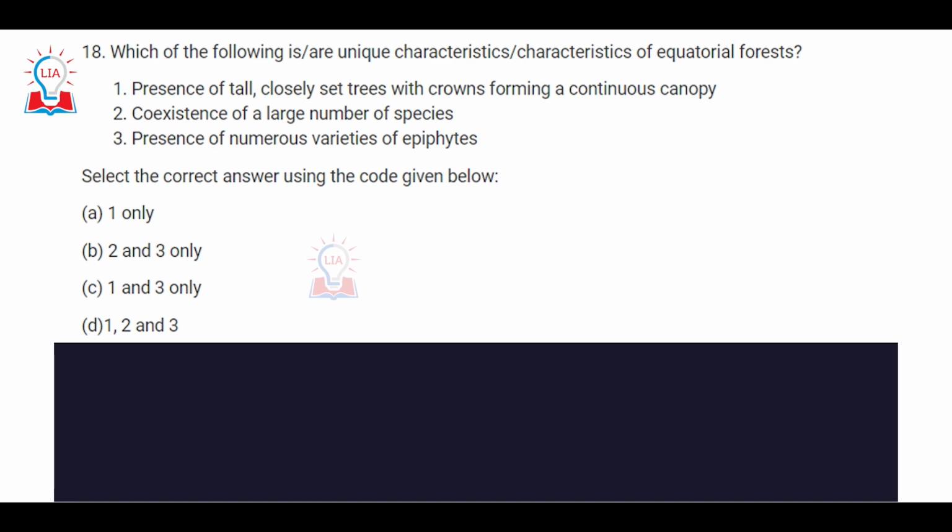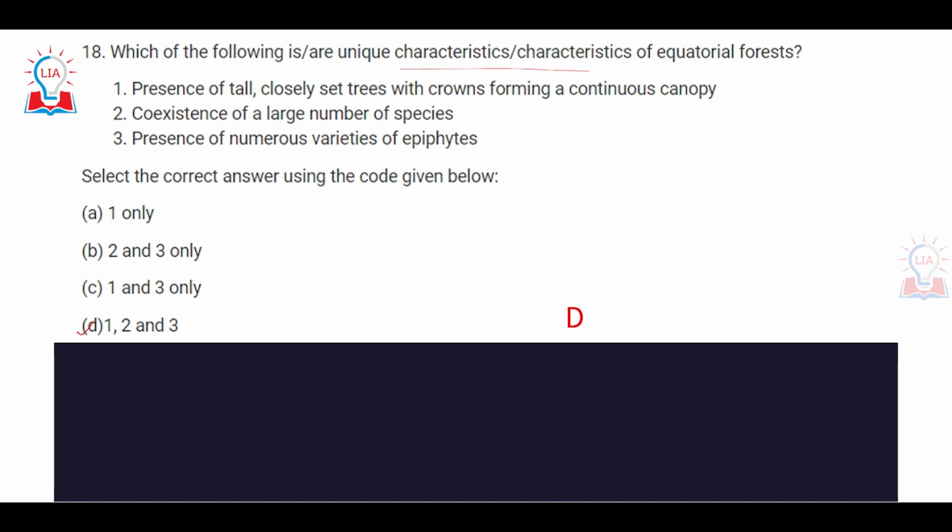The next question is related to the equatorial forest, where it has been asked which of the following is a unique characteristic of the equatorial forest. First, presence of tall, closely set trees with crowns forming a continuous canopy; second, coexistence of a large number of species; and third, the presence of numerous varieties of epiphytes. So here all three options are correct: 1, 2 and 3.